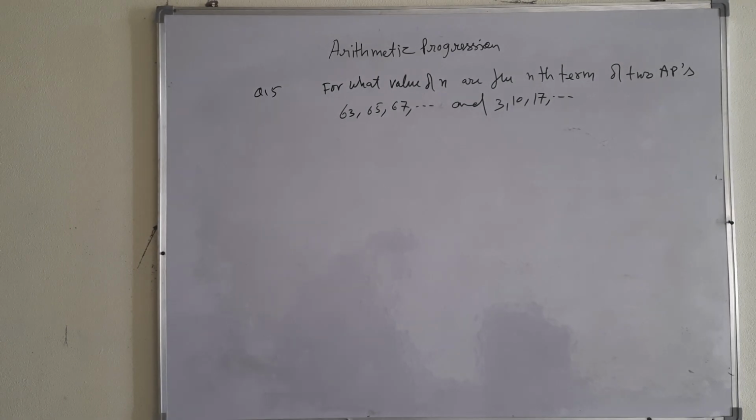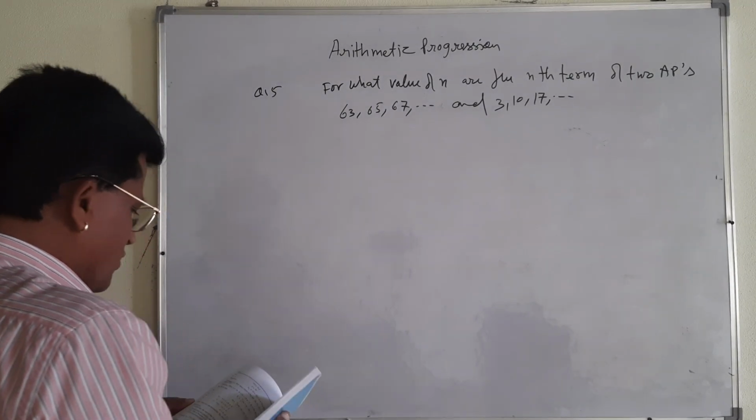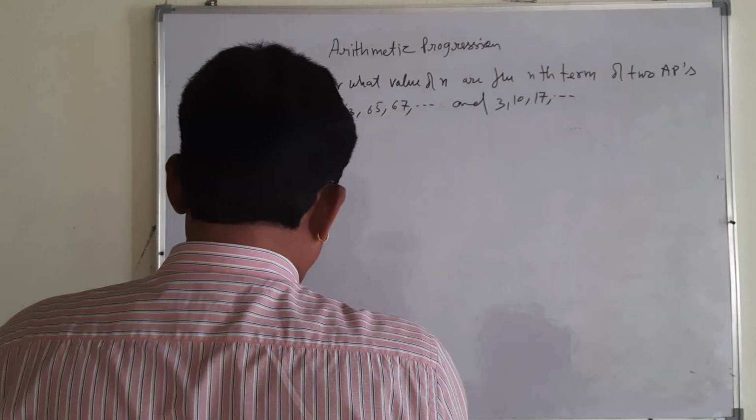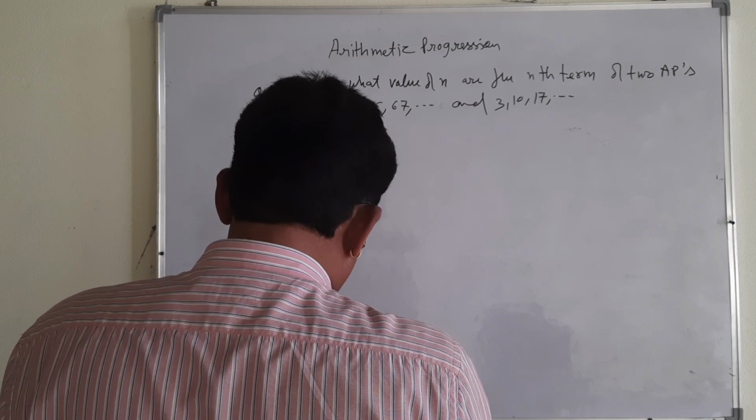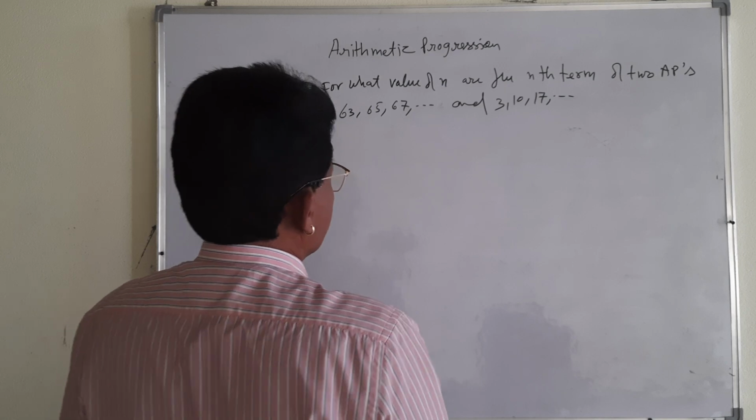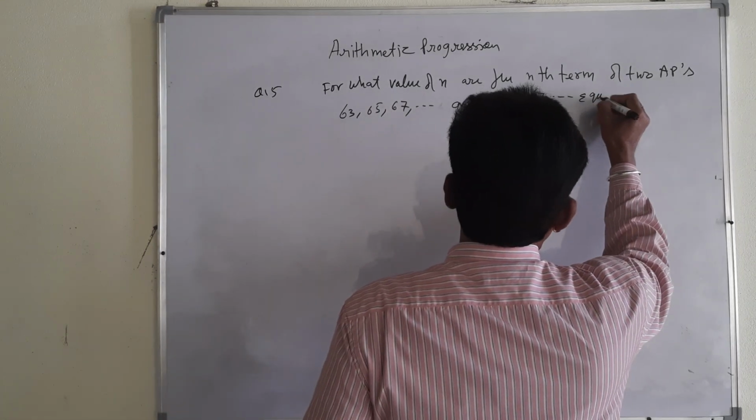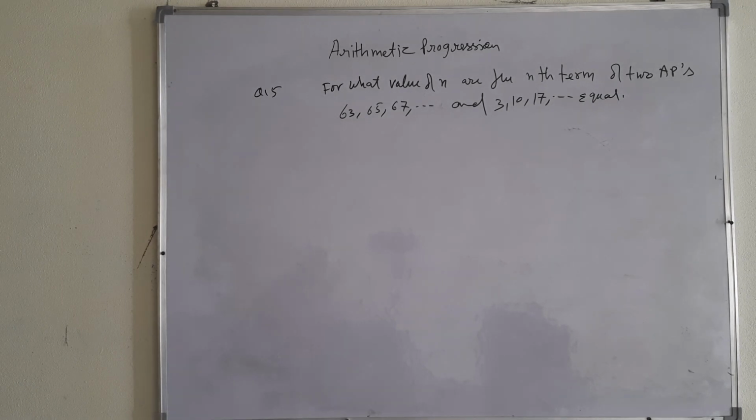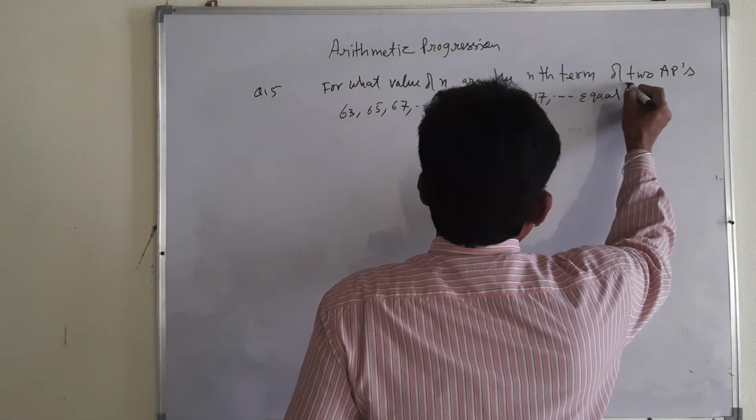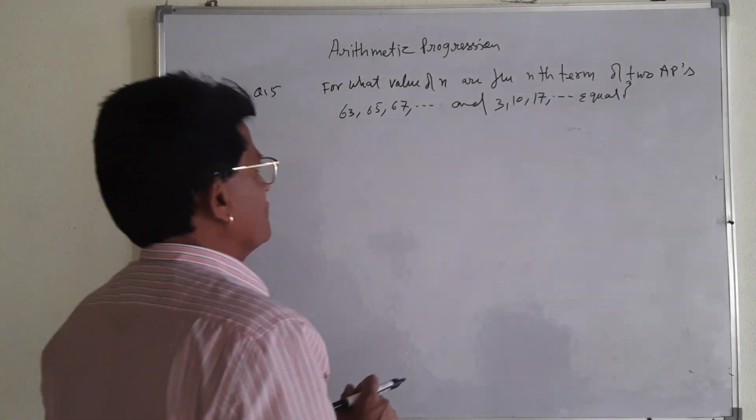See this one. You will have to check for what value of n these APs are equal. See carefully. Equal. For what value? That is why, my dear student, this is a very important question I have given to you, and you will be able to understand the solution of it. Okay?